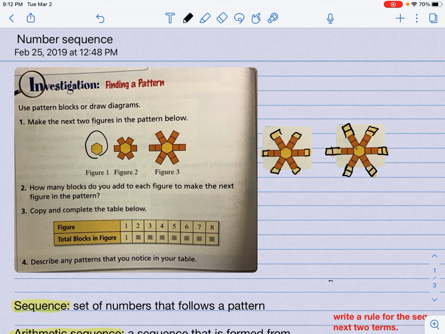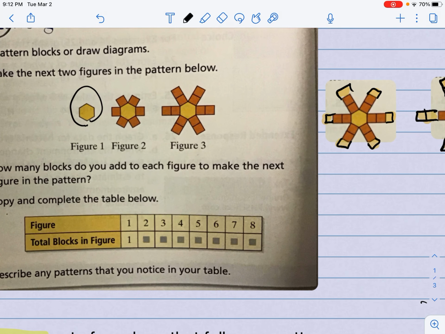So number 2, how many blocks do you add to each figure to make the next figure in the pattern? Well, that was 6, because you add 1 to each side of the hexagon. Okay, and it says copy and complete the table below. So now to do this, the second figure, there was the original 1, and now there were 6 more, so that gives us 7.